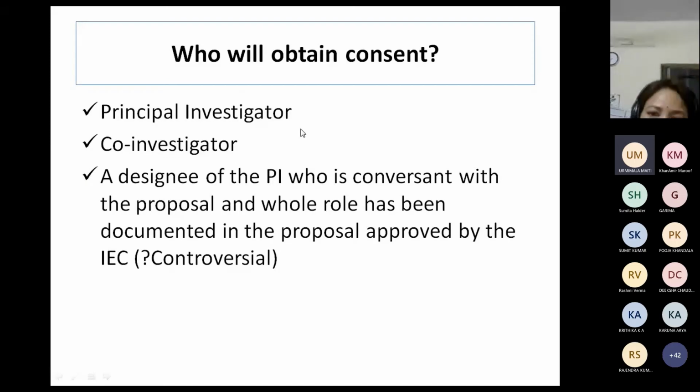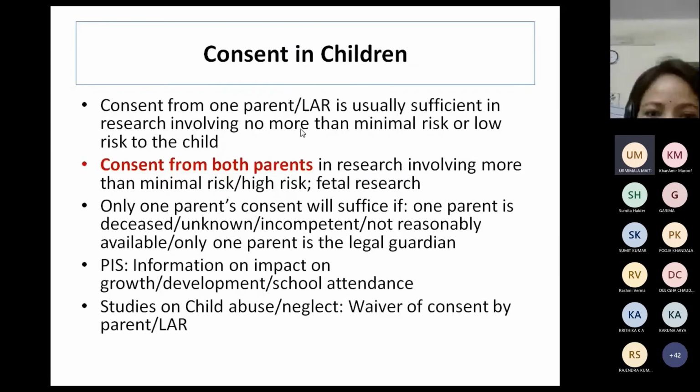This is for basically residents of pediatrics, where you deal mostly with children. So consent in children is a bit different. You take it, as I have told you, LAR is necessary when the participant is too young. So in research where there is minimal risk or low risk to the child, consent from one parent or LAR is sufficient. However, if it has more than minimal risk or has high risk, then from both parents you have to take consent. If one parent is deceased or unknown or incompetent, then one parent's consent will suffice, right?